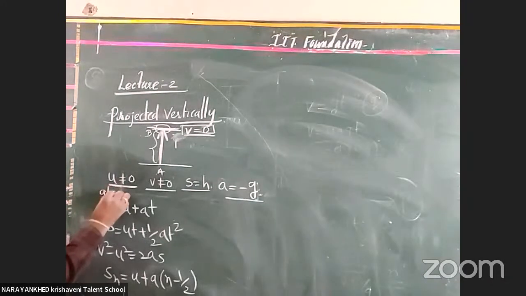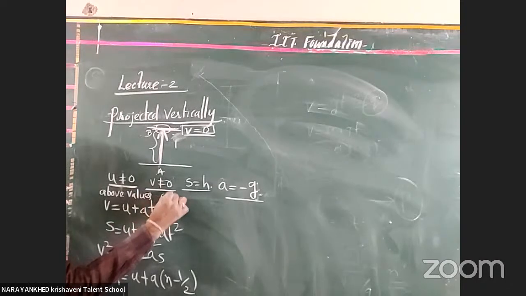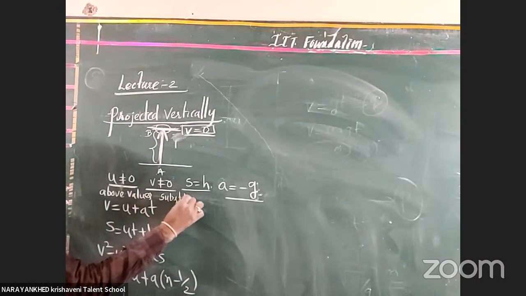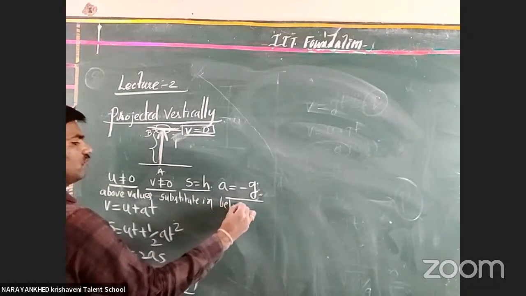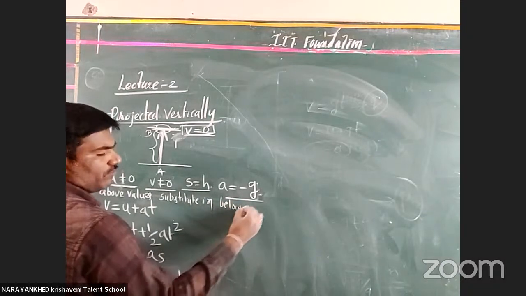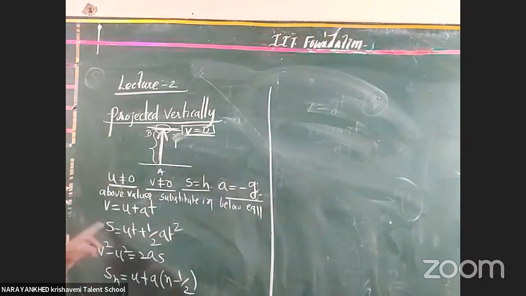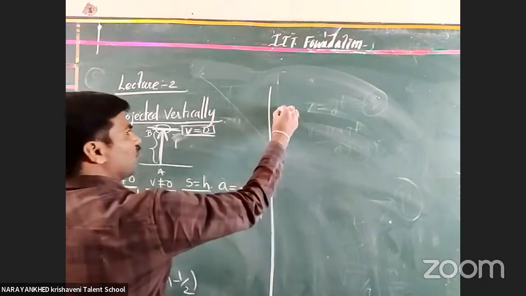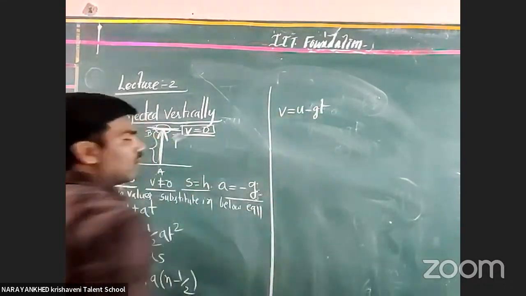Substitute the above values in the below equations. Okay, clear or not? I hope you got it. In the below equations, you have to substitute. And what will we get from this? Here v is equal to u minus gt. Is it understandable?